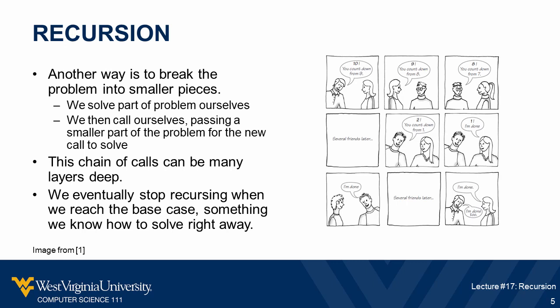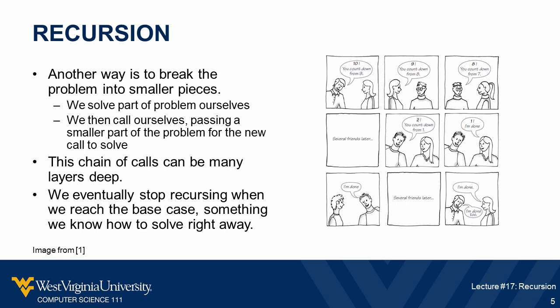So that might be, with this example here, we want to be able to count down. The piece that we're going to tackle here is saying what the number is. But then we place a call to the exact same method to solve the other piece or pieces that we were not able to solve. So we're saying the number, this is the part we're doing ourselves, and then we're placing a call to that same method, having it solve the rest of the problem.